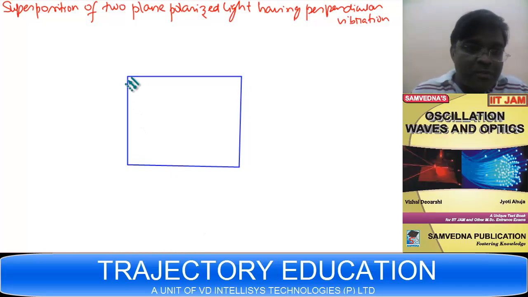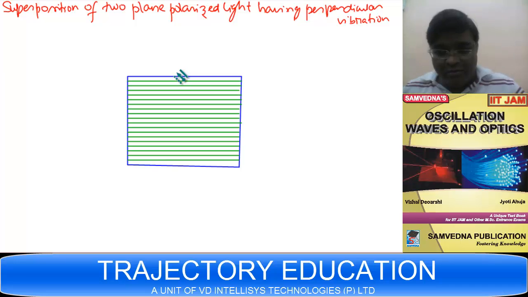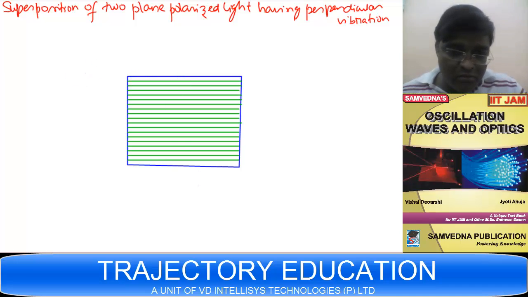Suppose this is the principal section. The principal section is parallel to the surface. It is cut in such a way that it has the principal section along the surface. I can draw. So this is the principal section. This is not a line. This is a section, right?